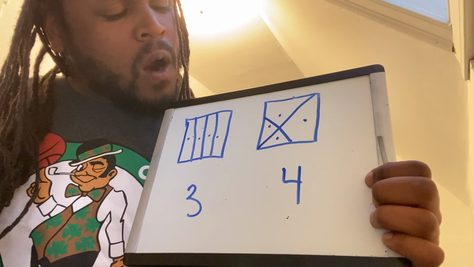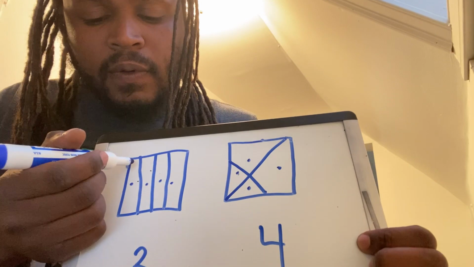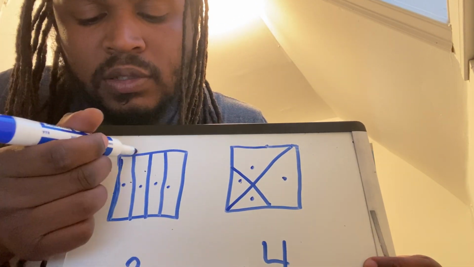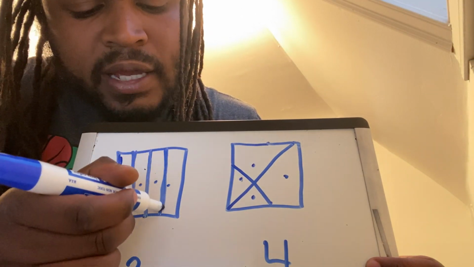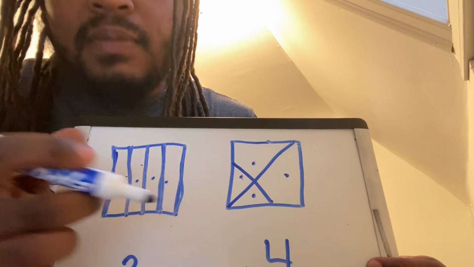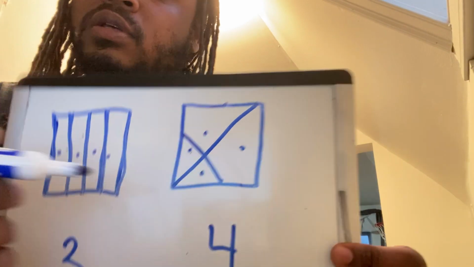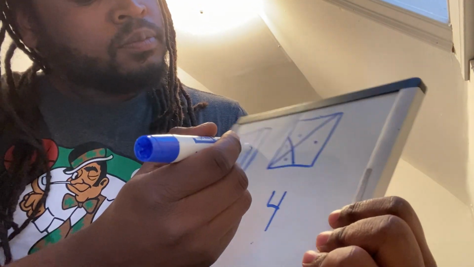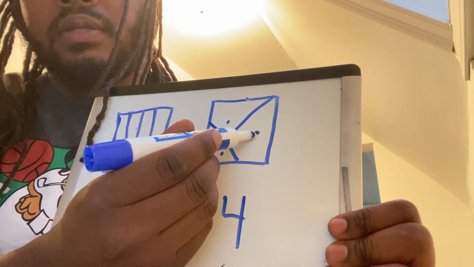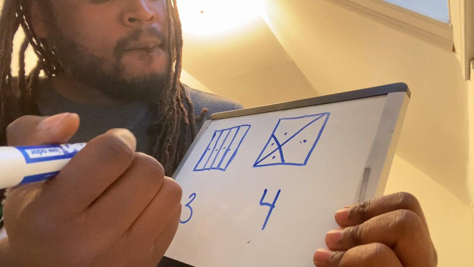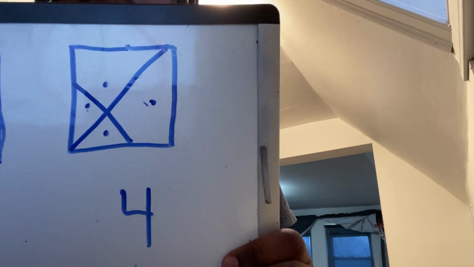Now, are the parts the same on both squares? So let's look at this square. And these parts all look the same. These parts all look like long rectangles. And each part looks like it takes up the same amount of space. Now let's look at the parts on square number 4. I see this part, and this part, and this part, and this part. Now, do these parts all look the same?